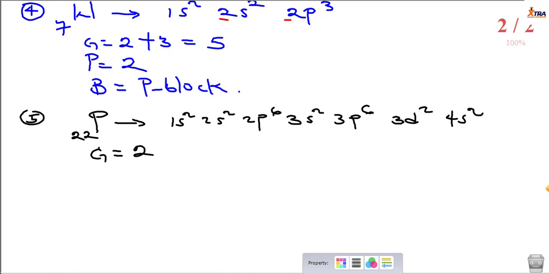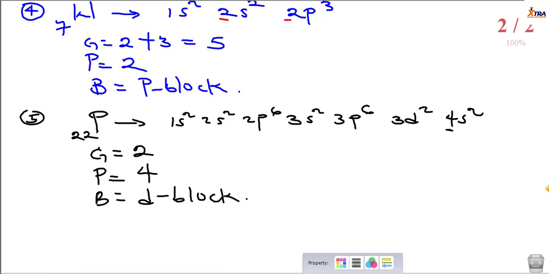Why? Because what is the maximum number here? The maximum number here is 4, right? Which tells you that the power on 4 is the group of the element. What is the period? The period is period 4 because 4 is the maximum number there. And what is the block? This is where the problem is. You don't say it's an S block element, right? This element actually is a D block element.